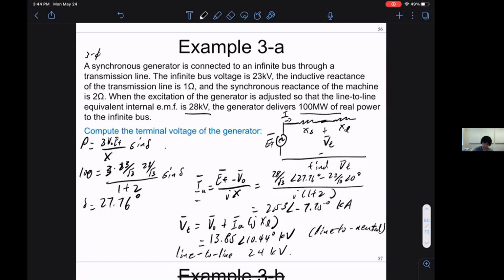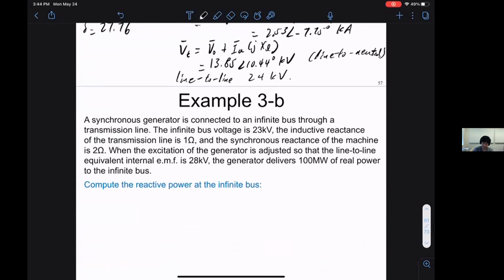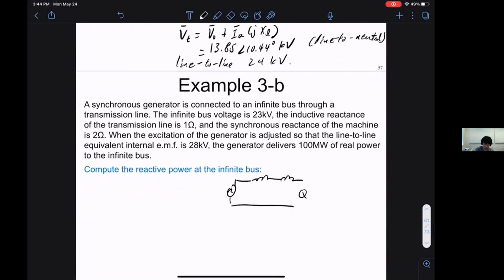Okay, so this is the line-to-line voltage. We can also compute the reactive power at the infinite bus. So this is asking what is the Q at the infinite bus here. Well, for Q, we have this equation. Q is 3V0 over X times EF cosine of the angle minus V0. So you plug in all the numbers into this.